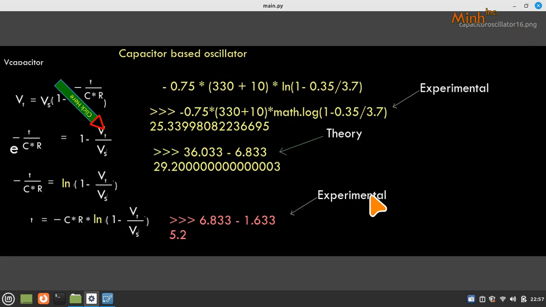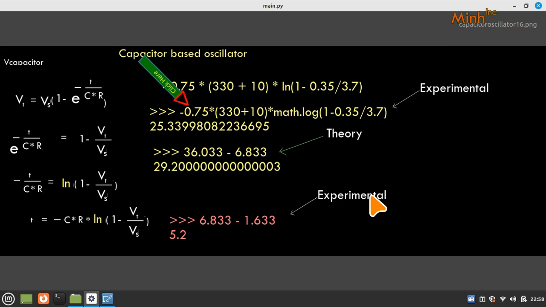But anyways, now if we see the calculation of the capacitor, the voltage across the capacitor at any moment is Vs(1 - e^(-t/RC)). So the time it takes to charge the capacitor is -RC ln(1 - Vt/Vs). Okay, we use Python code.